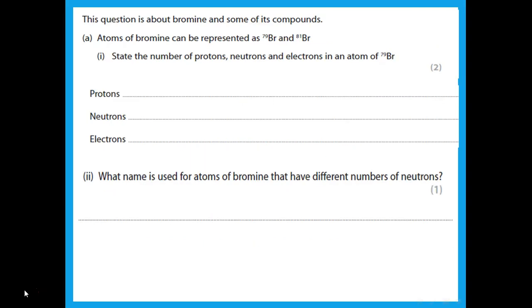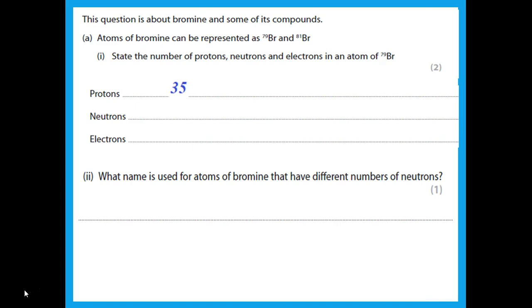This question is about bromine and some of its compounds, and it gives bromine atoms represented by this. State the number of protons, neutrons, and electrons in an atom of bromine 79. To get the number of protons, you actually need to look at the periodic table. You cannot get it from the information that is given, because the information given is the mass number, not the atomic number. The atomic number is something that does not change, so you need to look in the periodic table for bromine and look for the small number. You'll find that it is 35.